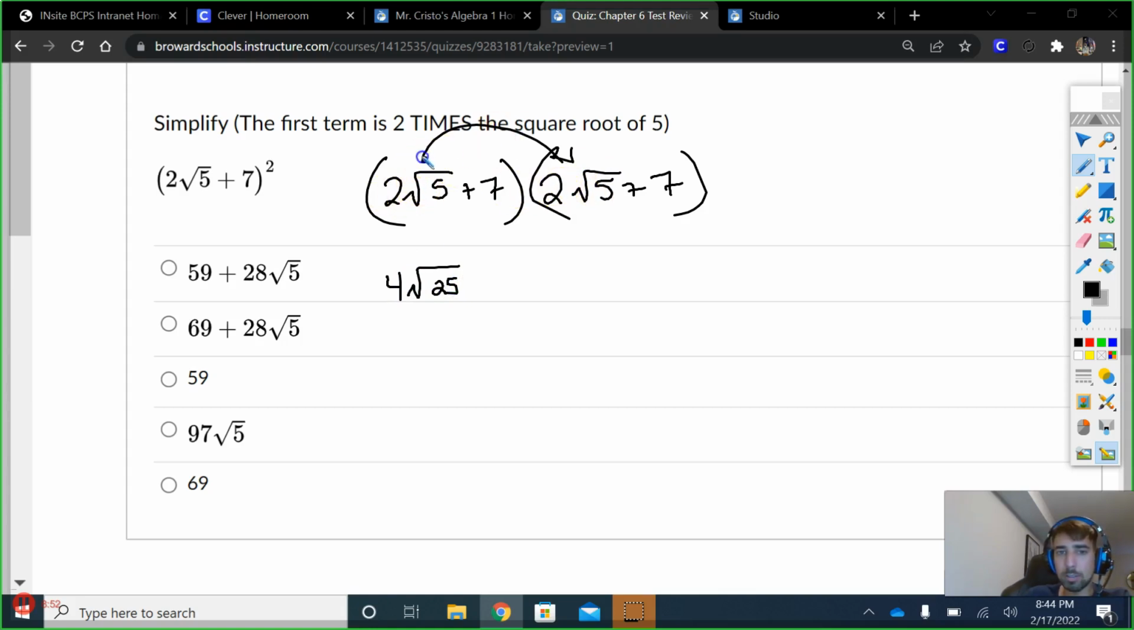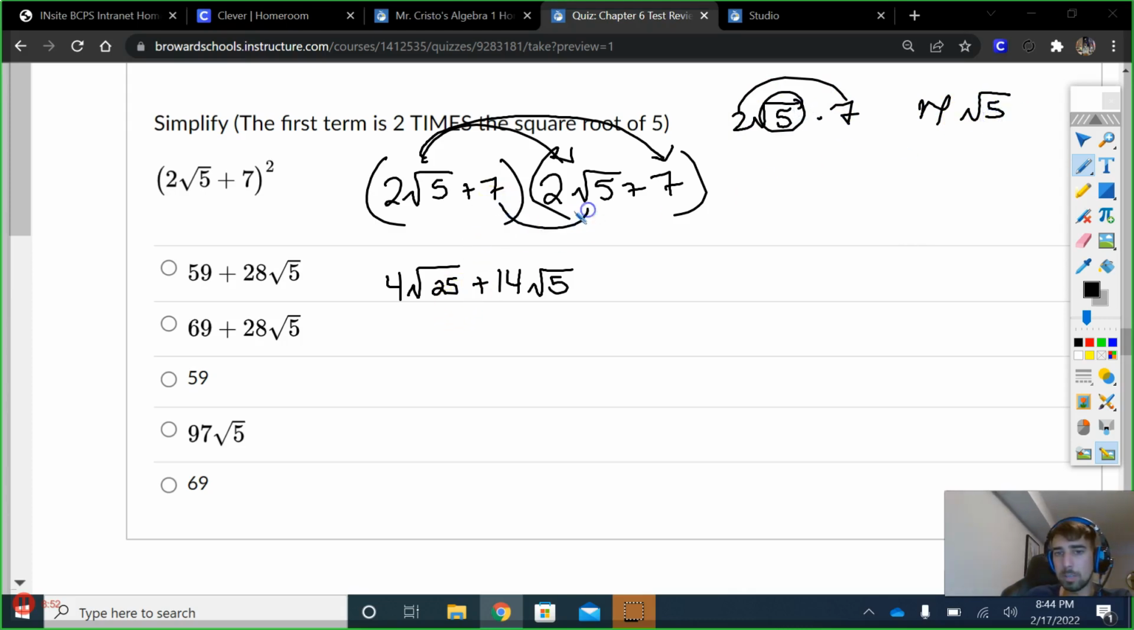Now you got to do 2 radical 5 times 7, which will give you 2 times 7 is 14. All you're left with is just a radical 5. You're literally just doing this. 2 times 7 is 14, and then you're just left with this part right here.